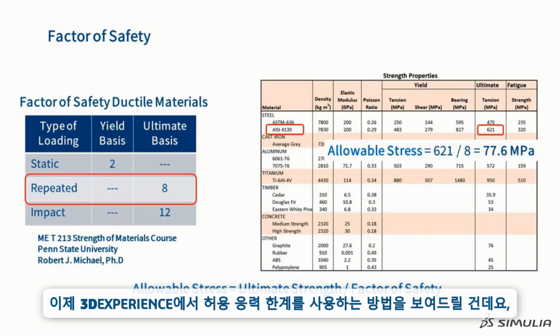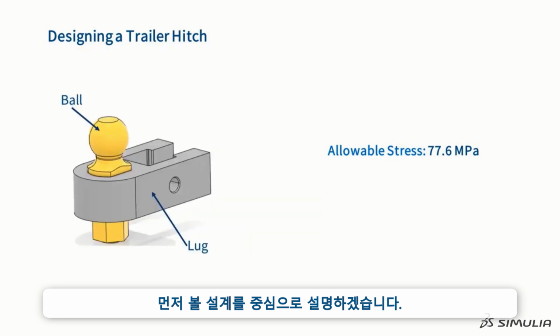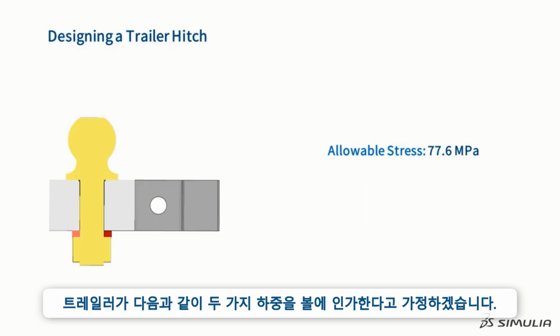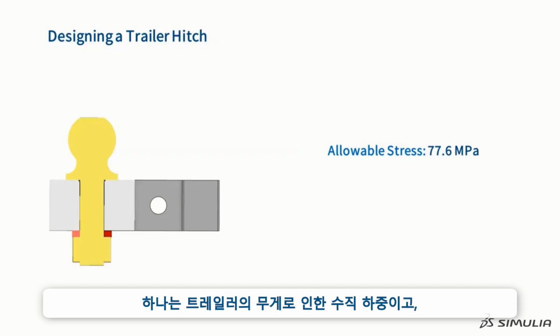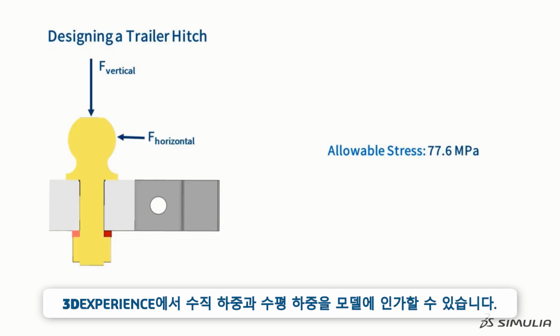We are now ready to show you how you can use the allowable stress limit with 3DEXPERIENCE. To do that, we will introduce a trailer hitch application. Right now we will concentrate on designing the ball. To facilitate our discussion, we have created a section view. For this simple case, we will assume that the trailer applies the following two loads on the ball. A vertical load, due to the weight of the trailer, and a horizontal load, due to us pulling on the trailer. We can apply these loads to our model in 3DEXPERIENCE.